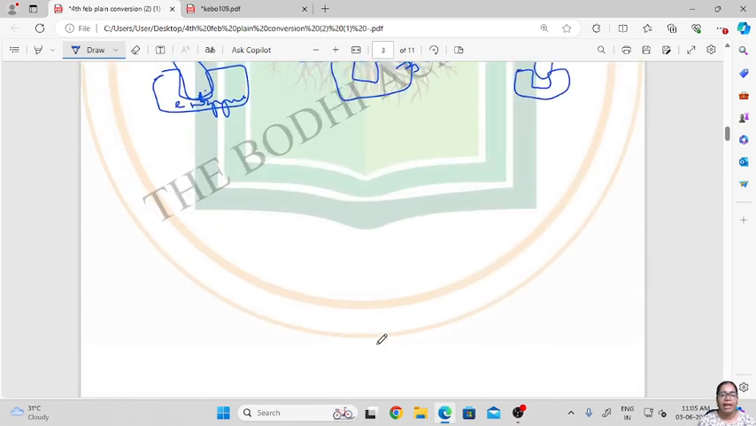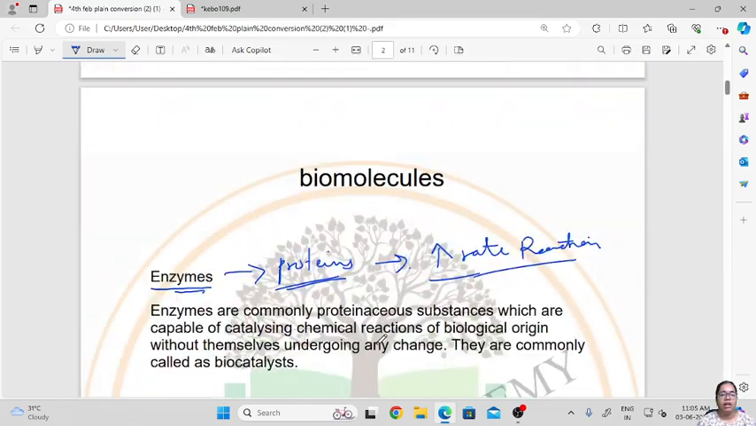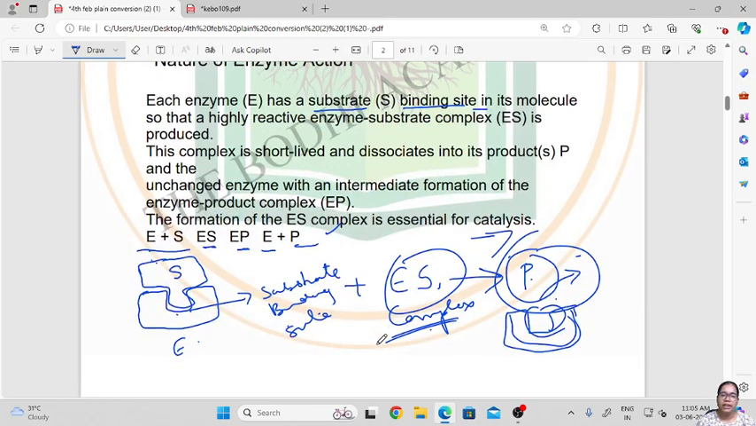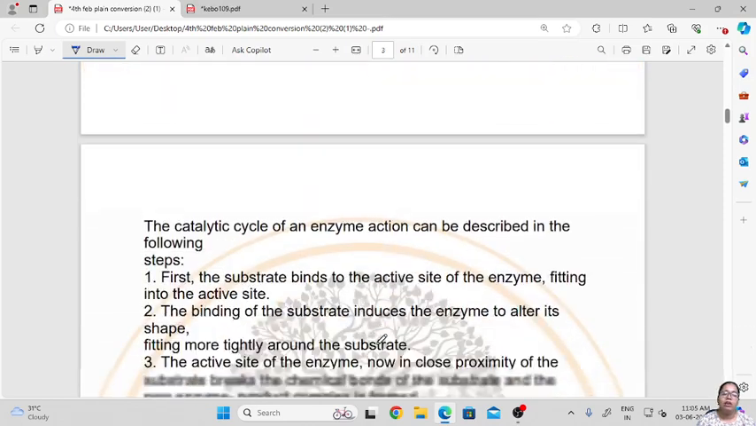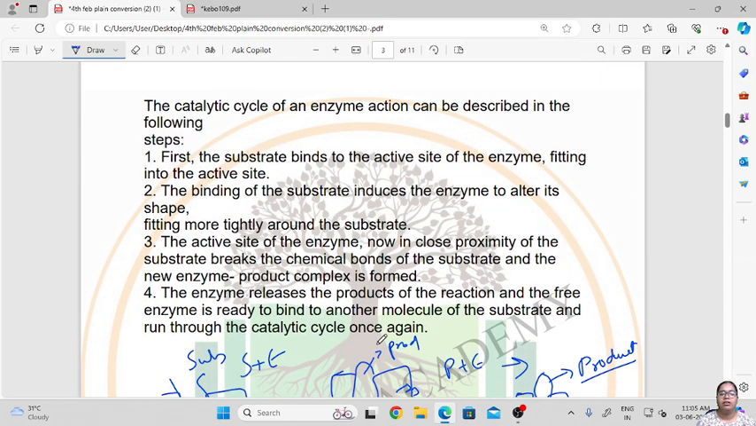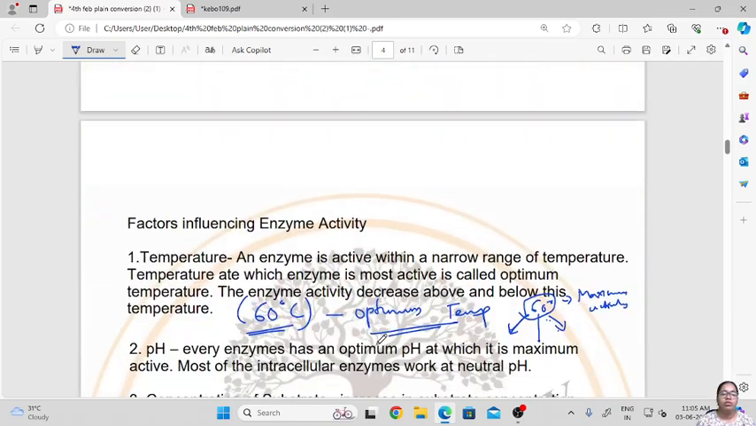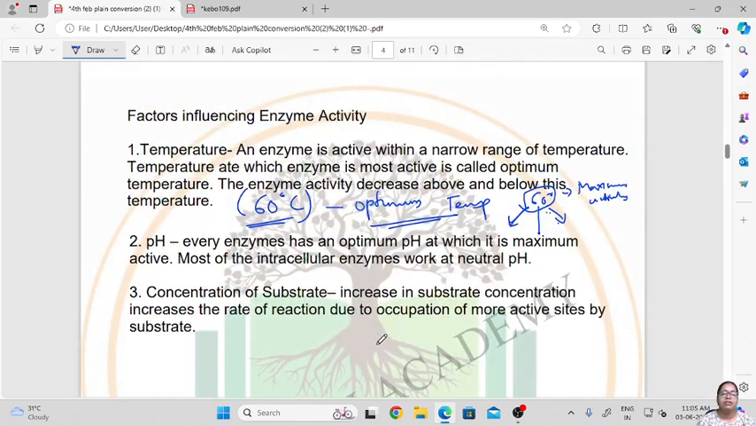So this was about enzymes. In today's video, what we have learned is enzymes, then the nature of the enzyme action, how the enzyme action takes place, the various steps, and we have also seen what are the factors which affect the activity of the enzyme, that is temperature, pH and concentration of a substrate.